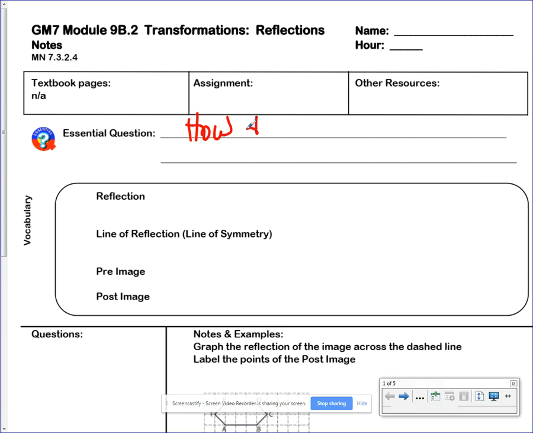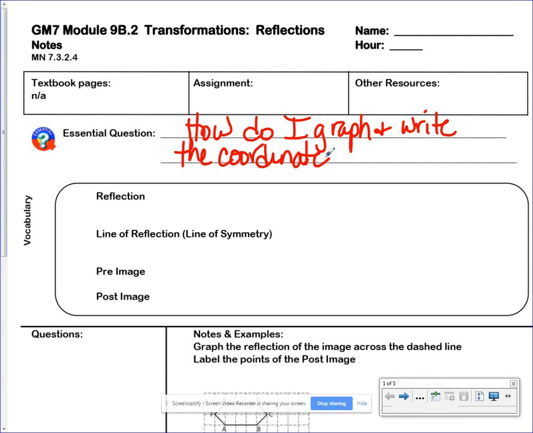Our question will be very similar to what we had previously on translations. We'll start the same way. How do I graph and write the coordinates, only this time, instead of a translation, we are going to talk about reflections.